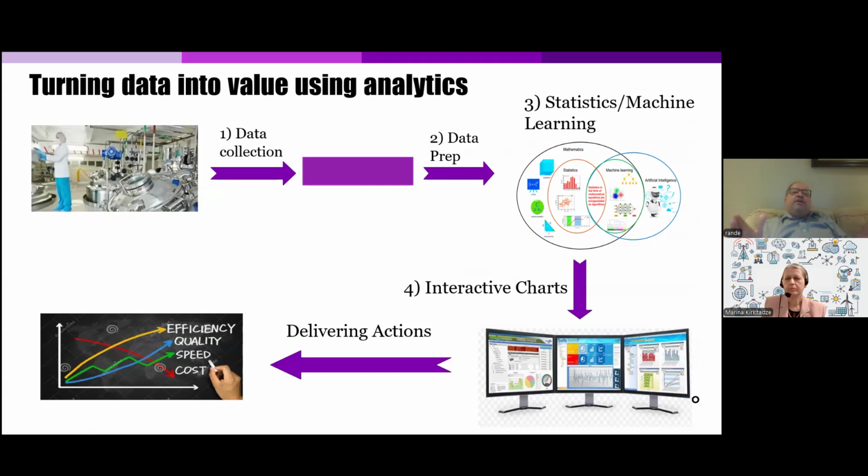Again, we collect data, we prepare data for analysis to make sure that the statistics and learning are reliable. Okay. And after that, we also have interactive charts in order to communicate the business value to subject matter experts and to communicate what important conditions need to be improved in order to optimize the product quality attributes, or, for example, do troubleshooting in real-time monitoring, right?